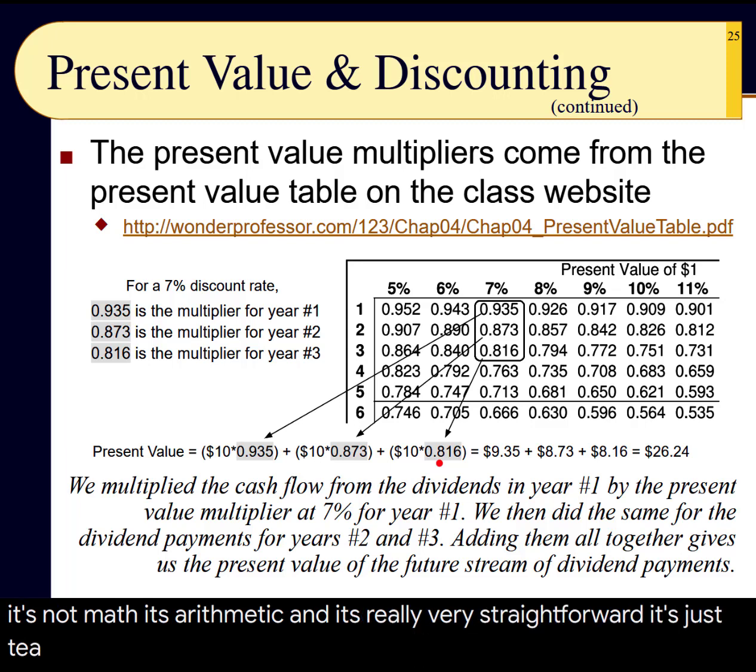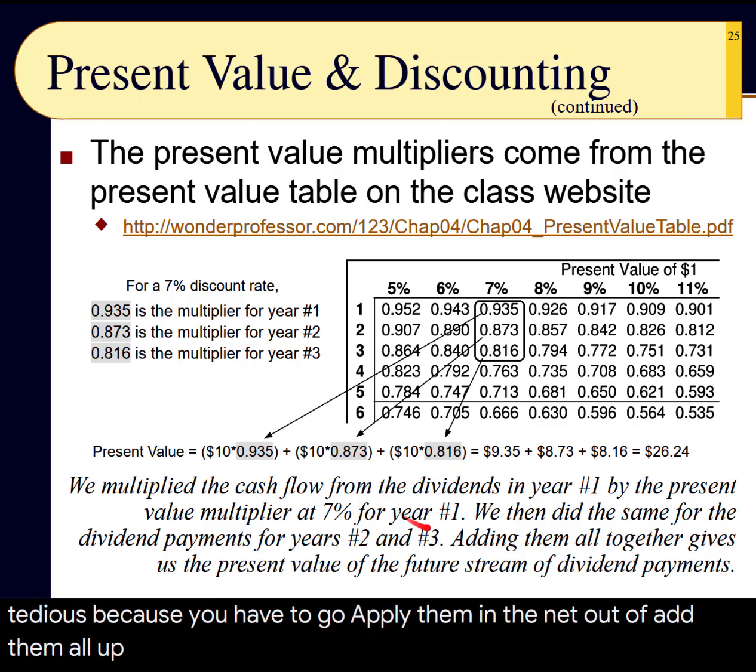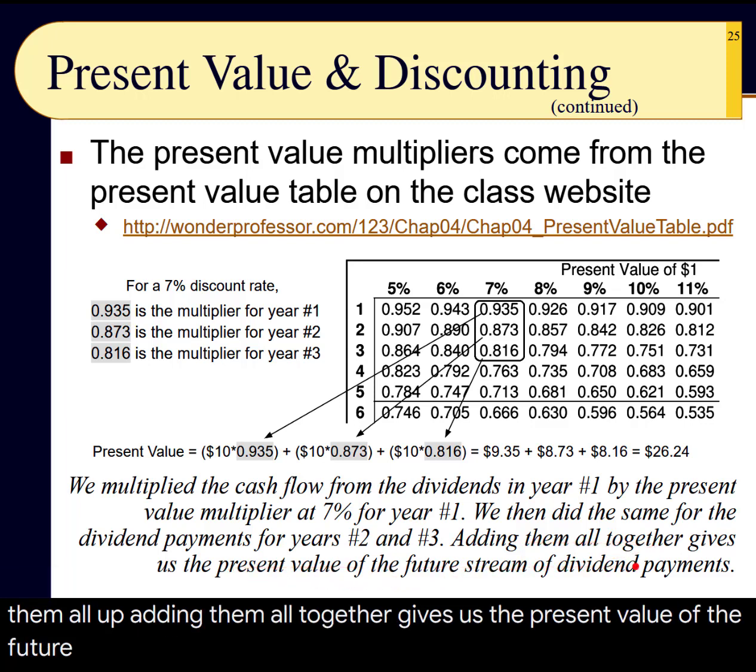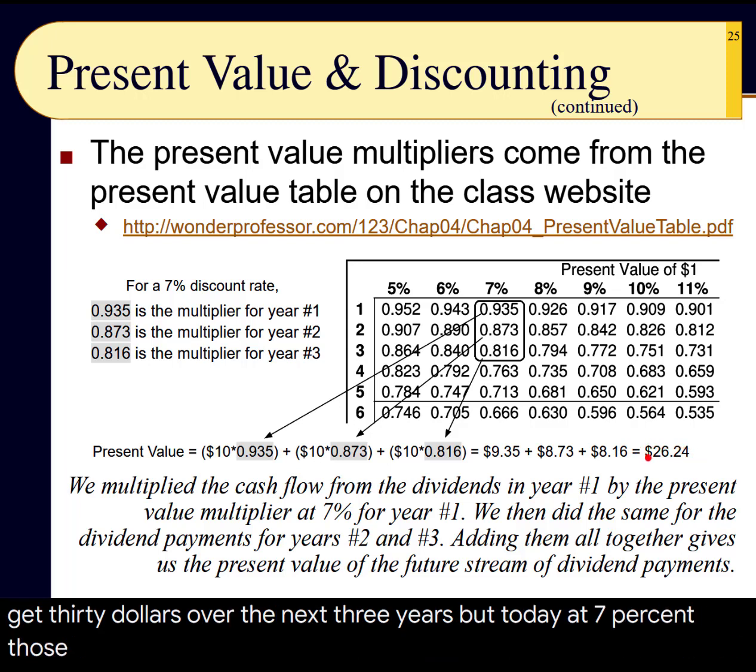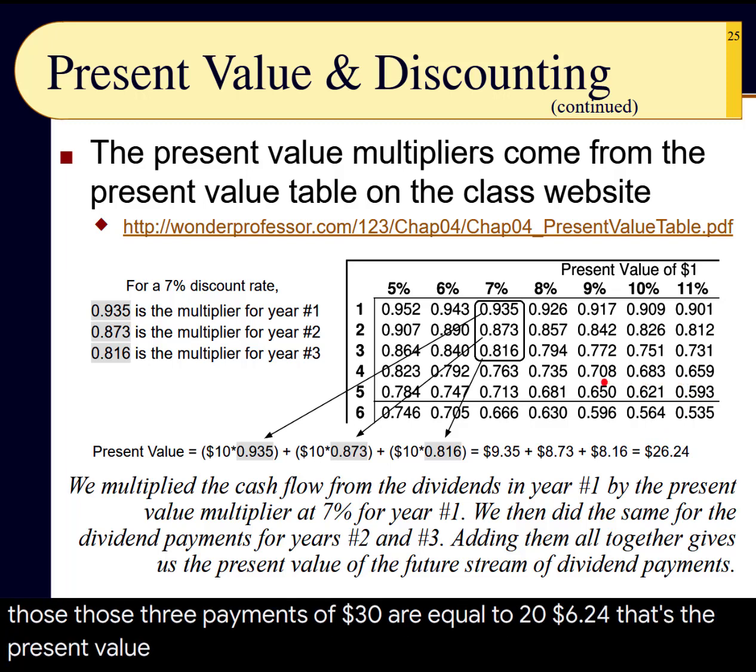It's just tedious because you have to look up the values, then multiply them and add them all up. Adding them all together gives us the present value of the future stream of the dividend payments. So we know we're going to get $30 over the next 3 years, but today at 7%, those three payments of $30 are equal to $26.24. That's the present value of the future stream of dividend payments.